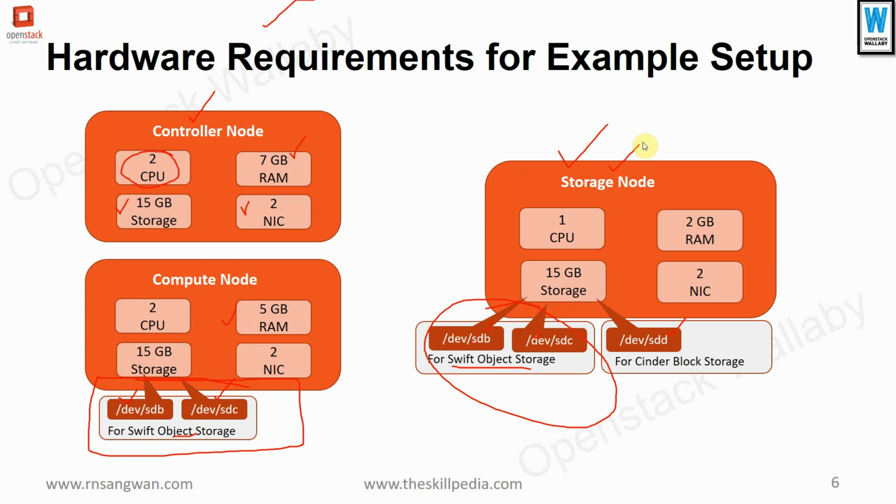If you look at controller node does not have any extra disk. Compute node will have 2 extra disk. It can have a third disk also for Cinder block volume. I mean, if you want to create a block volume on 2 nodes, that is possible. But minimum is we need 2 disk on compute and 3 extra disk on storage, 2 for object storage and 1 for volume.